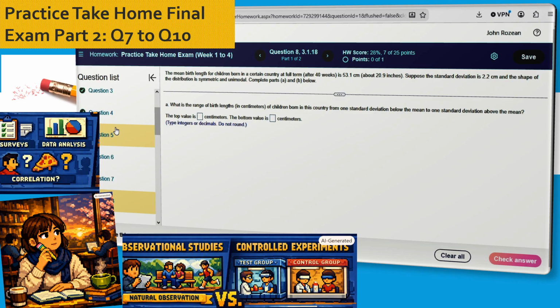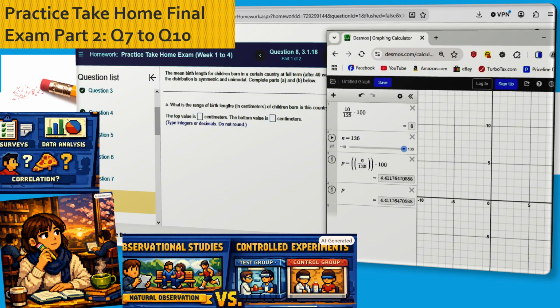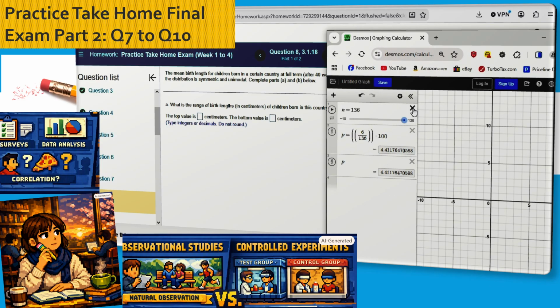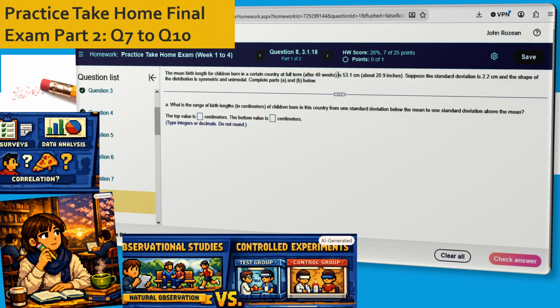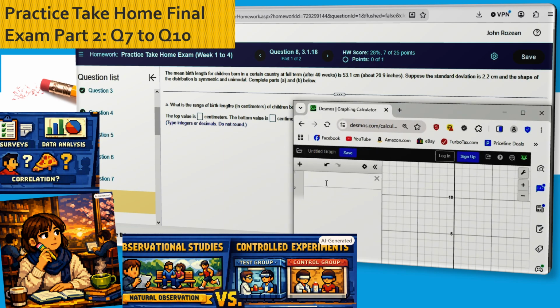Okay, so this one is going to take a little bit more time, but we should be able to do this in the Desmos. And we'll see how well the brain is working here. So it gives us the mean is 53.1. So we'll go ahead and say mean, well, let's just put that in. That's what it is.